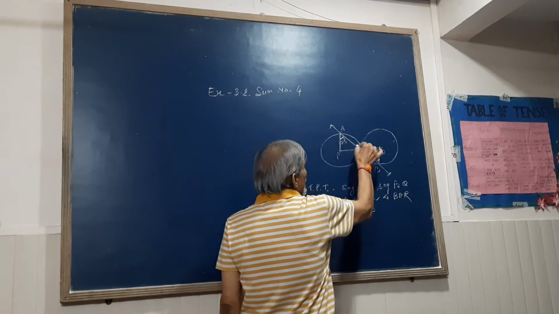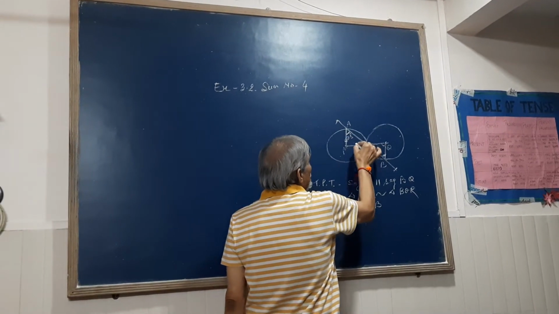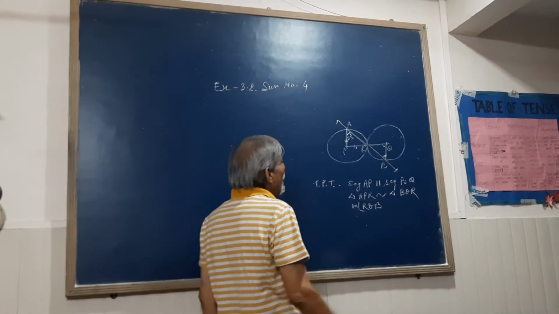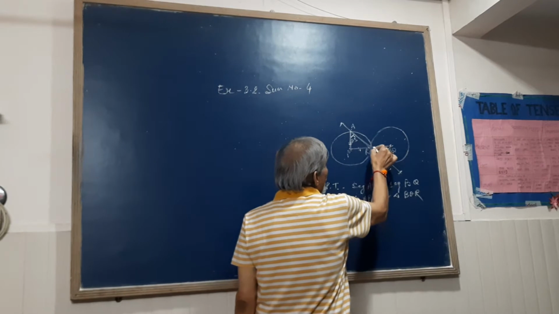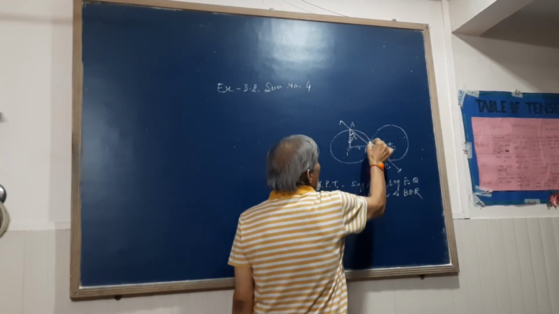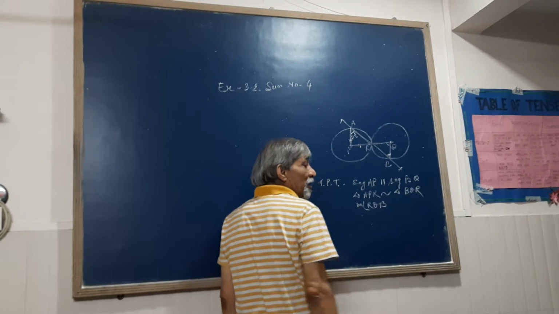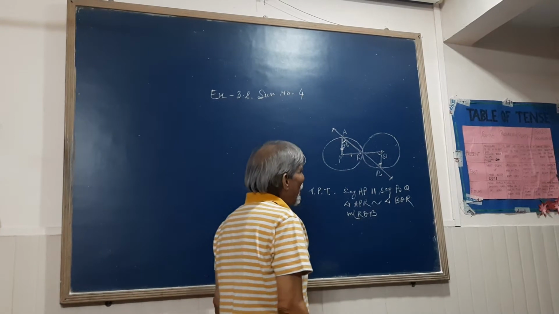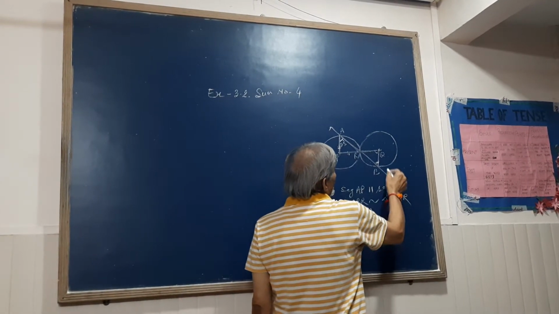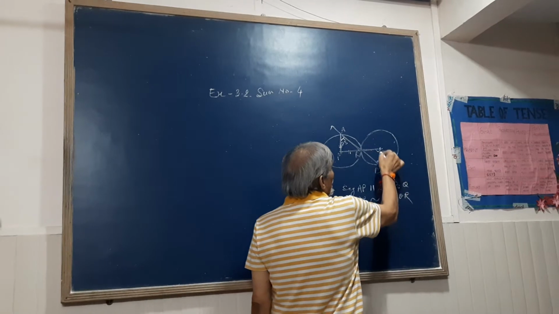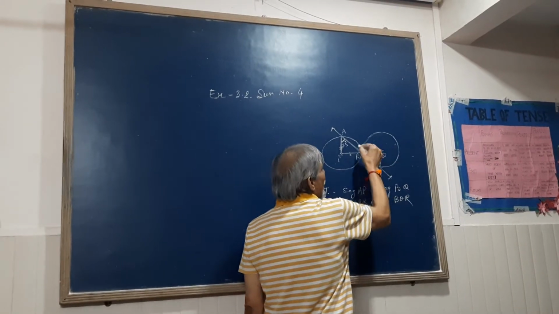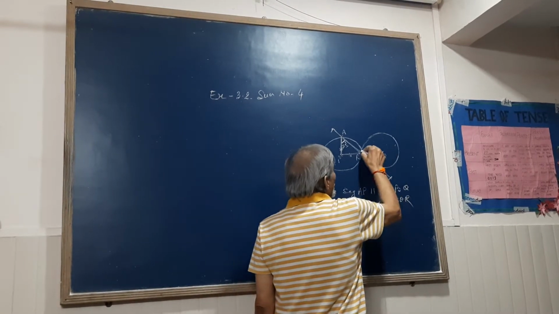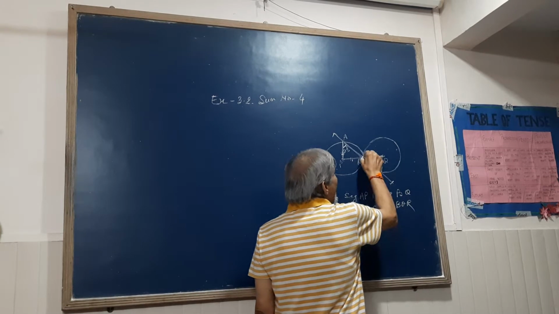In triangle PAR, PA is congruent to PR, radii of the same circle. If PA is congruent to PR, then angle PAR is congruent to PRA. Reason? Isosceles triangle here. Same way, in triangle QBR, QB is congruent to QR. Again, radii of the same circle. Therefore, QRB is congruent to QBR.